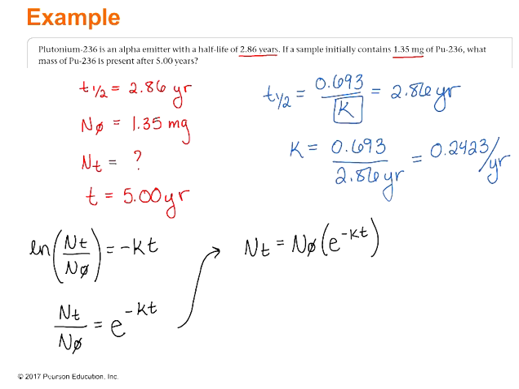So now we can plug in everything we know. So N0 is 1.35 milligrams, and then that's multiplied by e to the negative kt. So we'll put a negative sign, and then we just solved for k, so that's 0.2423 per year. And then t is 5 years.